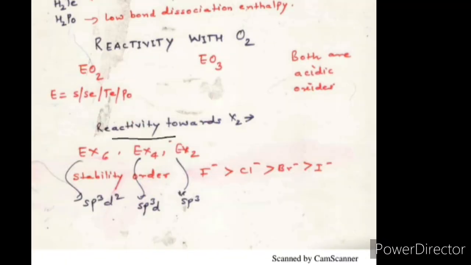All of them react with halogens to form compounds of these three formulae: EX6, EX4 and EX2, and the hybridizations will be sp3d2, sp3d and sp3. I am sure you know everything about hybridization. You have already done that in class 11th.